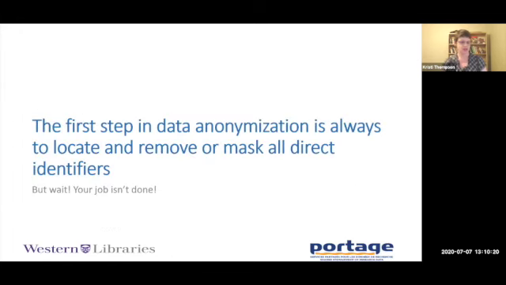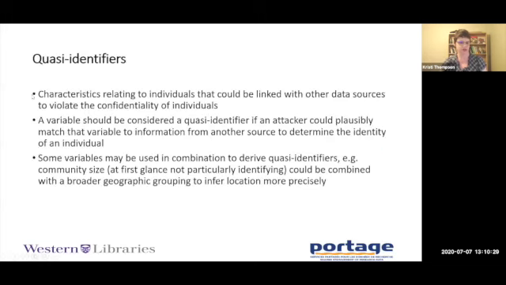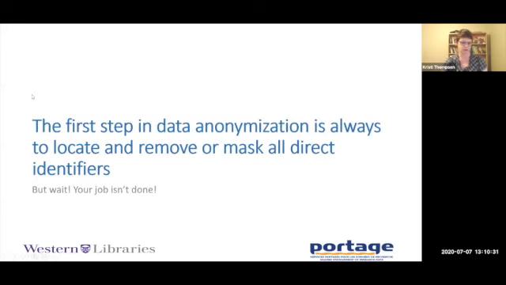Identifying and removing or masking direct identifiers is always the first step in de-identifying data. However, this is not enough to ensure that data has been fully anonymized. Survey and health data sets generally also contain many other details about respondents, such as age or marital status, that aren't directly identifying on their own. These variables are called quasi-identifiers and also need to be considered.